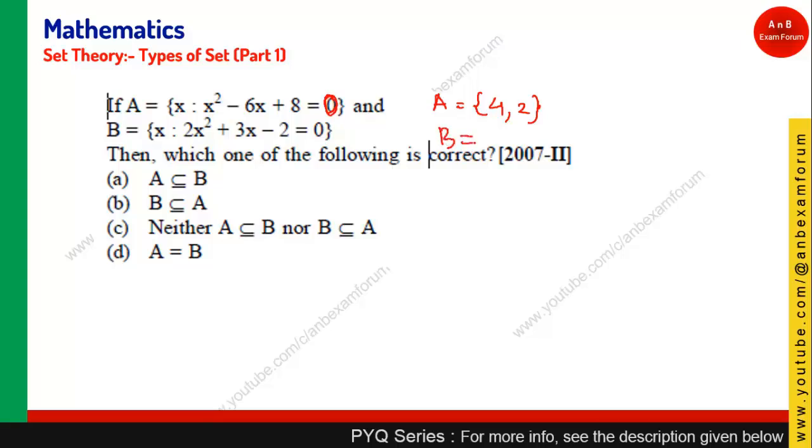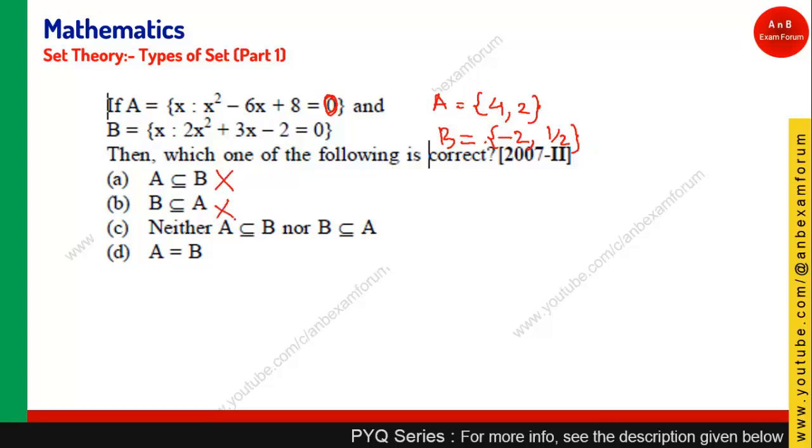Coming to B, if you solve it, which is very simple again, the answer would be -2 and 1 by 2. If you have any doubt, you can ask me in the comment box, I will tell you. Which of the following is correct? Is A a subset of B? No, because 4 and 2 are not there, so this is not correct.